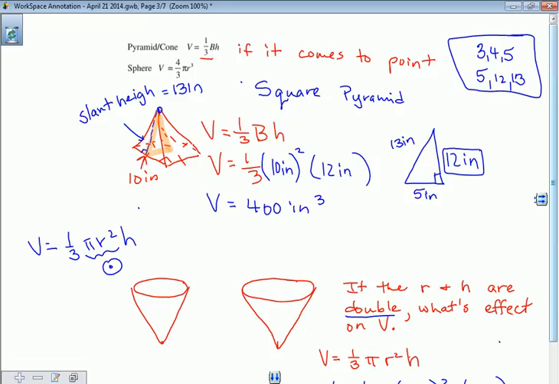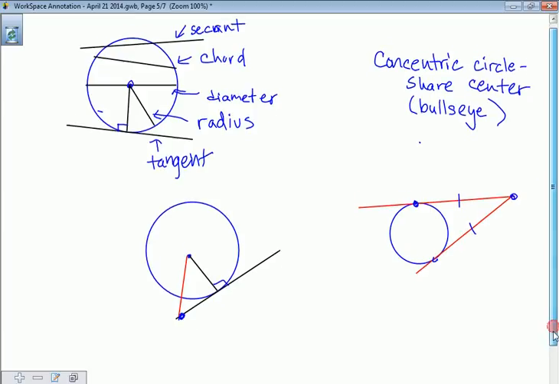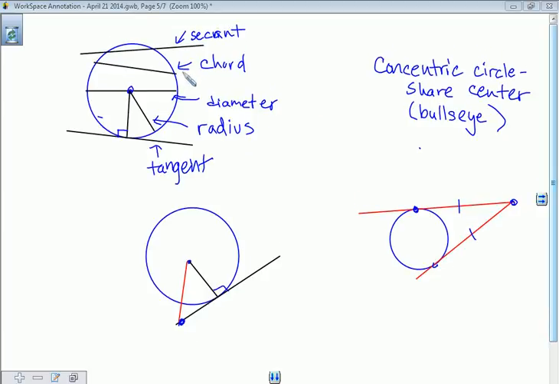Now, let's talk all things circles. This is like a mini geometry unit. Okay. So, here is a picture. And let's talk about what all these things mean. It looks like I overshot a couple of them.